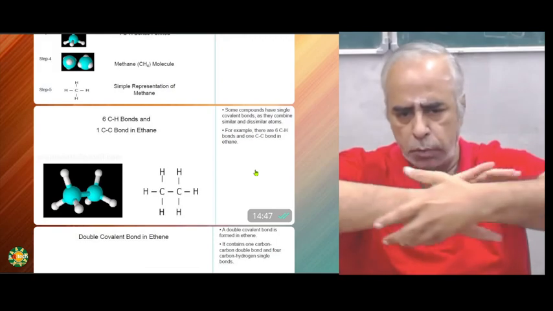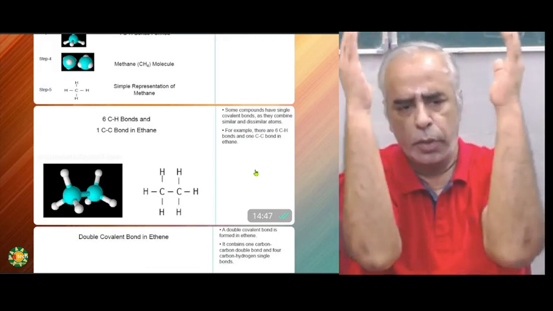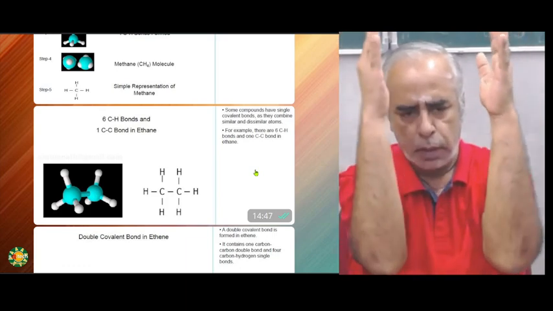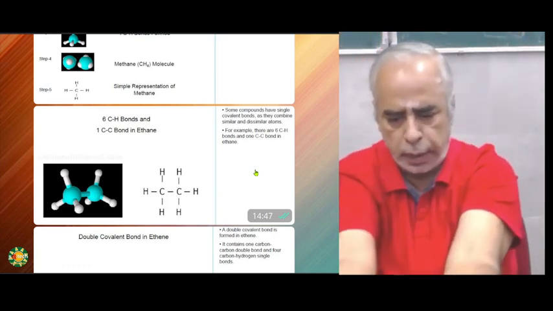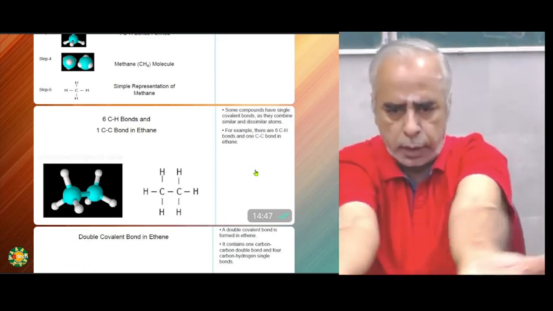Okay, so sigma bond is stronger, pi bond is weaker, because pi bond is sideways. It can sideways link like this, and it can link like this. Okay, it can link like this. Are you able to follow?